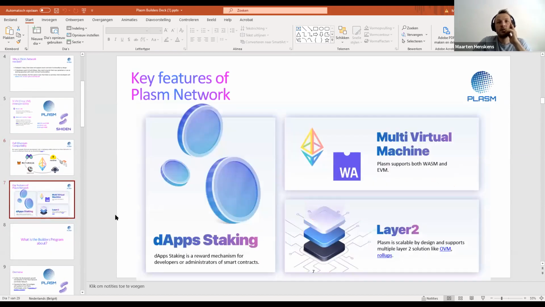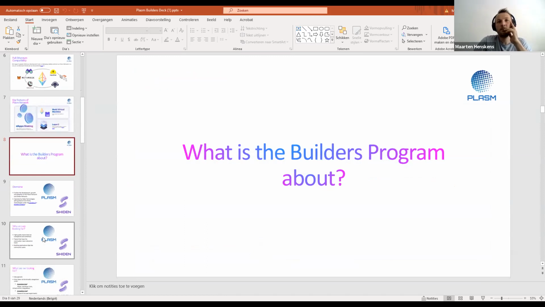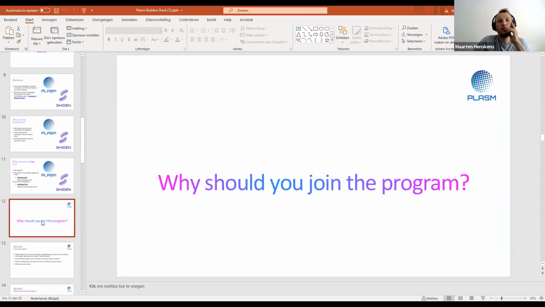Some key features that are great to add for new projects is dApp staking. This is something very unique. They are building for free on the Plasma ecosystem and actually gather a steady income as well. That's very unique to have, the layer 2 possibilities. And there's what the builders program is about. So a little bit of explanation, we will share this so you can look over it and present it to the projects you are in contact with.